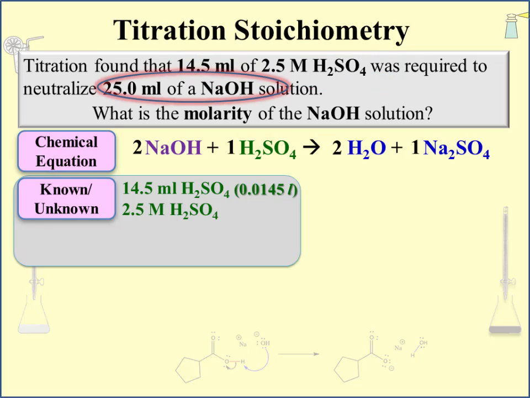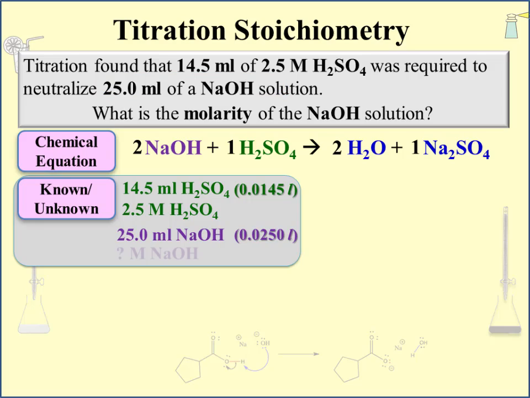There is a volume given for the titrate, NaOH. Known is 25.0 ml of sodium hydroxide. Again, for convenience, ml is converted into liters. 25.0 ml is 0.025 liters. We do not have to do this now, but stoichiometric equations are busy enough without adding metric conversions. What is not known is the molarity of the sodium hydroxide.